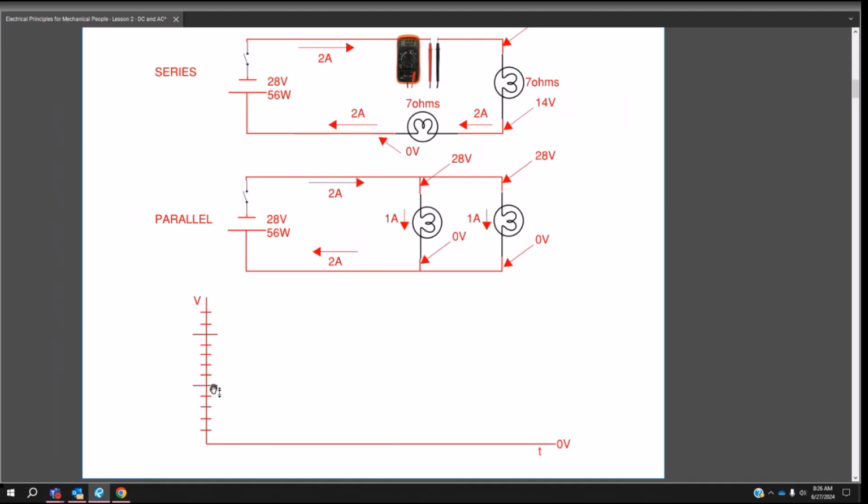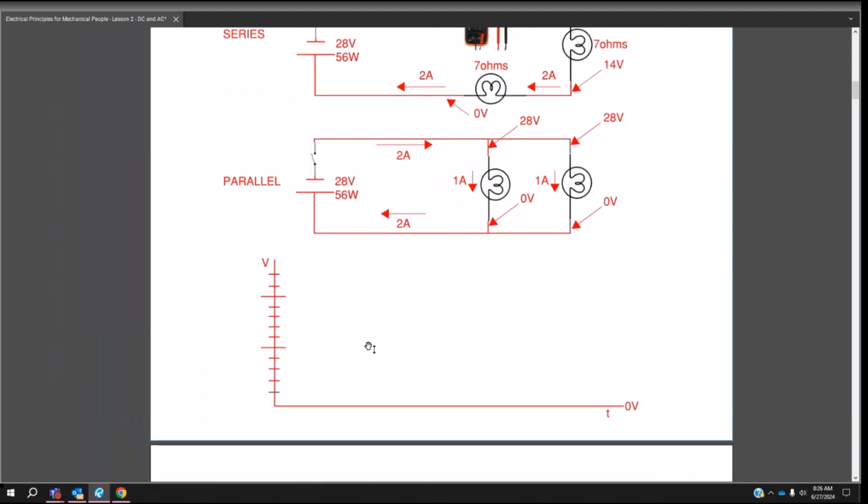So on a graph, what do you think a DC circuit's going to look like? Is it going to be a squiggly line, a straight line? What's your picture of this? I feel like a DC circuit would be a straight line. Yeah, and for the most part, you would be correct. That is good enough for an answer for the industry we're in.